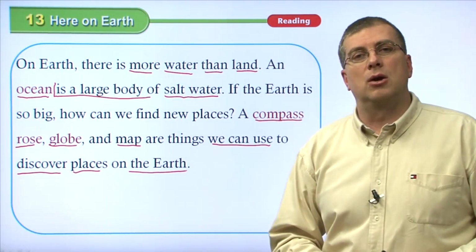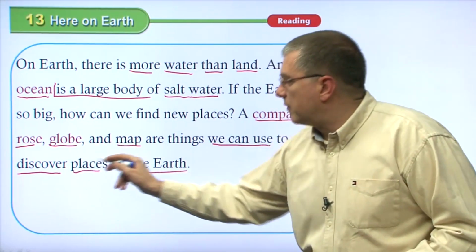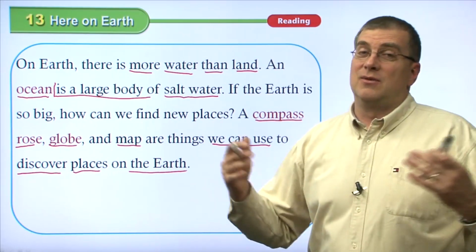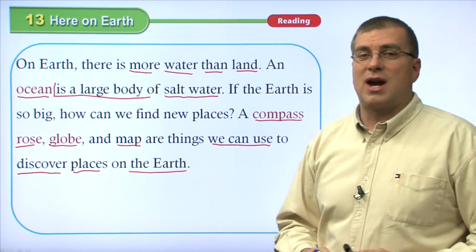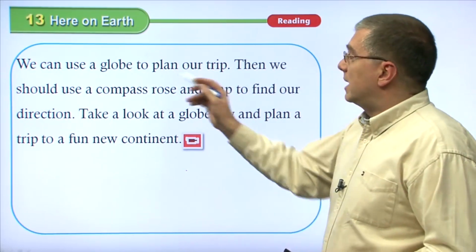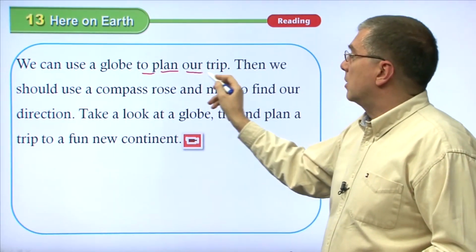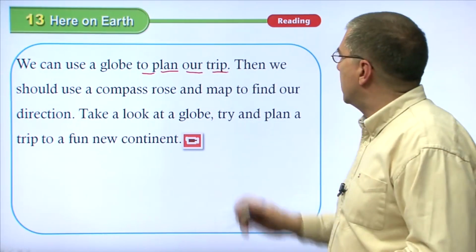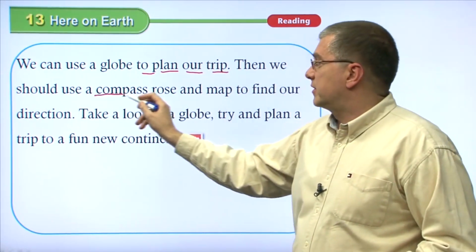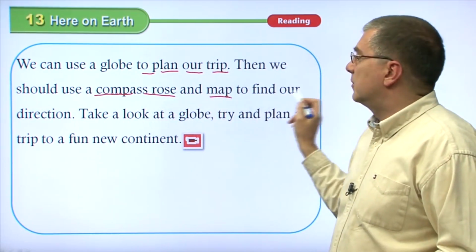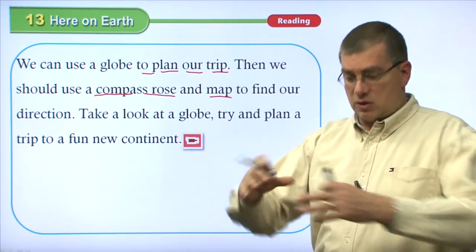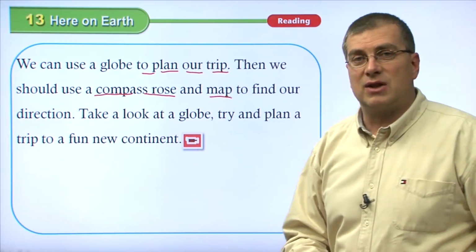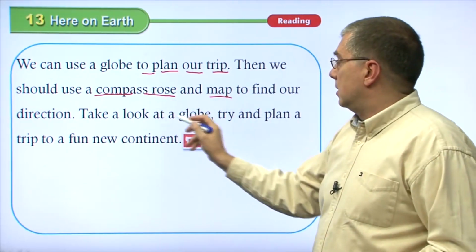But take a look at a globe. Take a look at a map. You can discover places on the earth. You'll be very happy and surprised, and it will be very educational to travel. Now, we can use a globe to plan our trip. So if you do have a globe, take a look at it. Figure out where you want to go. Then we should use a compass rose and map to find our direction, right? Then you can use a map, find the compass rose, and figure out the direction you need to go in.